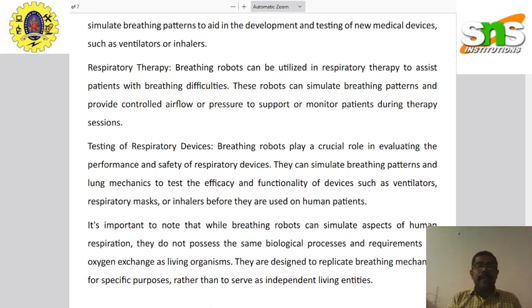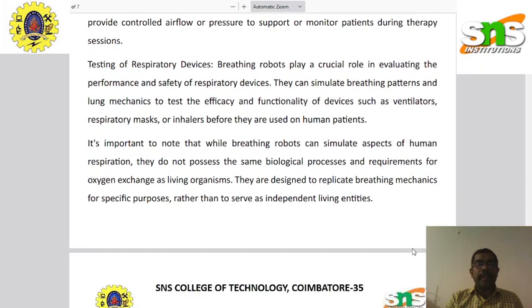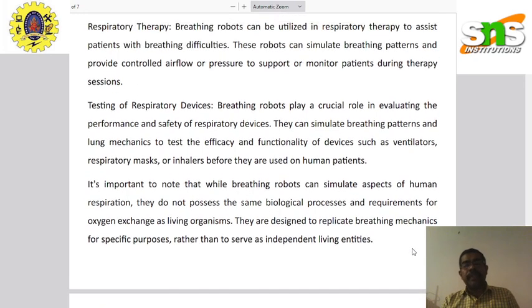Meanwhile, these breathing robots need appropriate testing, and they have certain miles to go for quality and efficiency. So research is still going on in this kind of robot. Presently, breathing robots simulate human respiration and the biological process and requirements of oxygen exchange in living organisms. They are designed to replicate breathing mechanics for specific purposes rather than to serve as independent living entities.